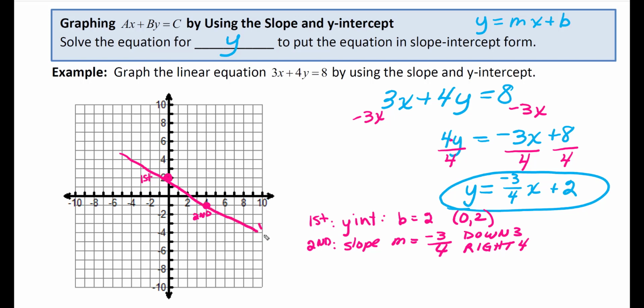Remember, I like the arrows at the end. Try and draw it as straight as you possibly can. There we go. So we have our y-intercept of 0, 2, and we've done our slope, which is down 3 and to the right 4. And that gives us our last point of 4 and negative 1.